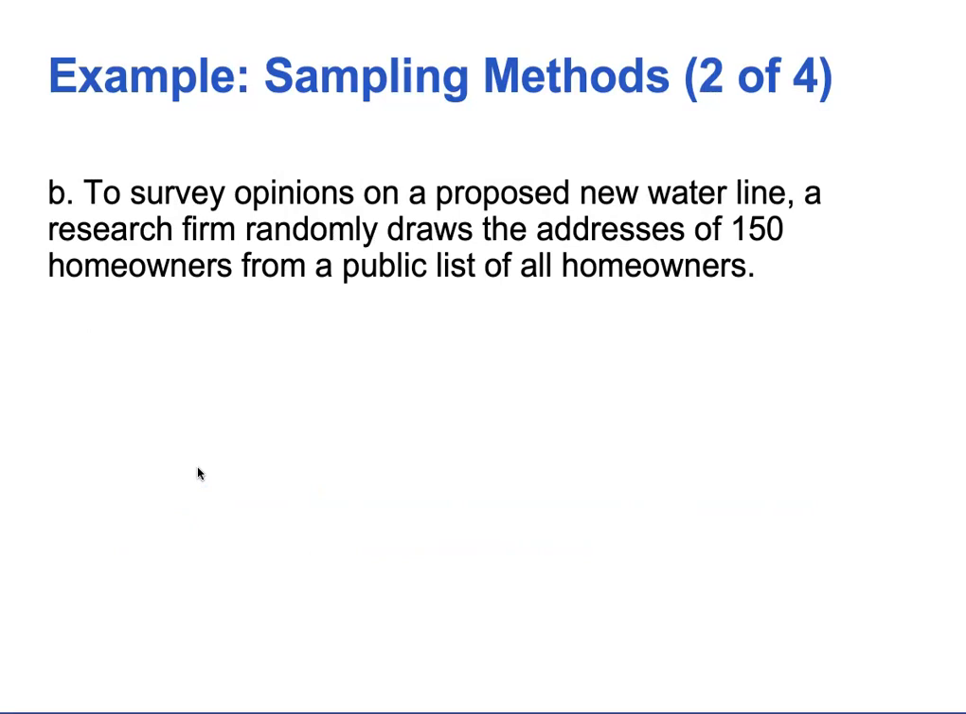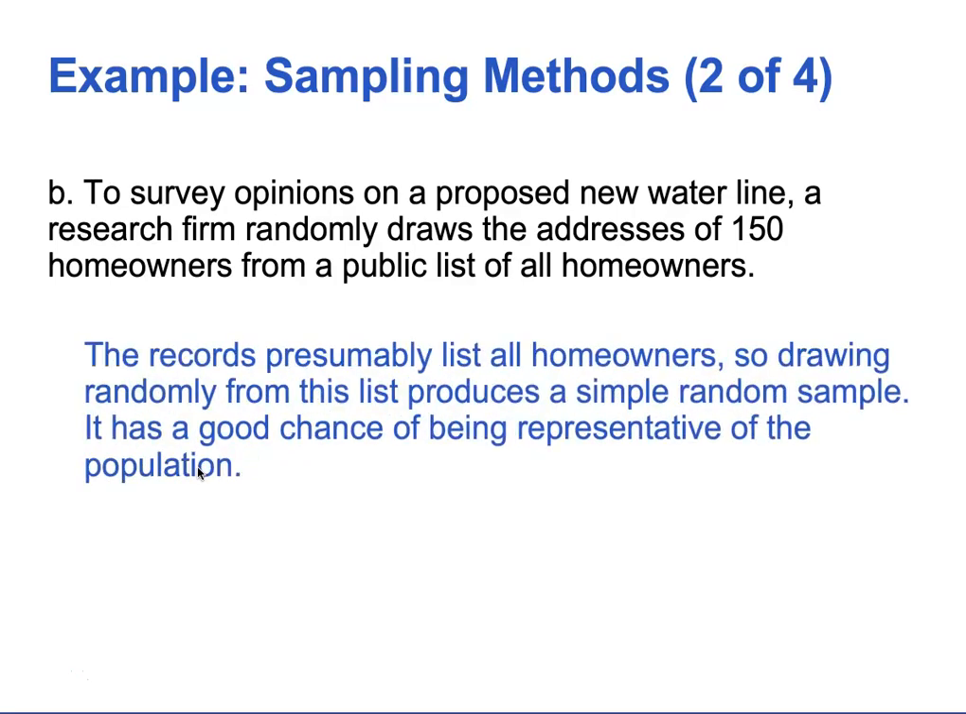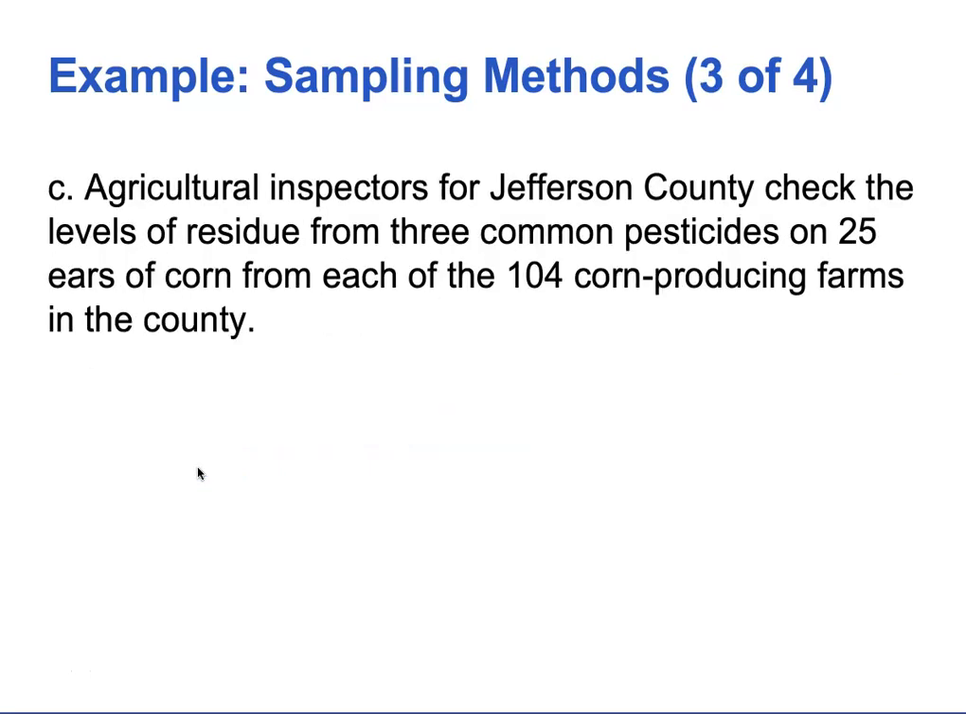To survey opinions on a proposed new water line, a research firm randomly draws the addresses of 150 homeowners from a public list of homeowners. This record presumably lists all the homeowners, so drawing randomly from the list produces a simple random sample. It has a good chance of being representative of the population. Because it's random, there's no order to it, and there's no bias in it.